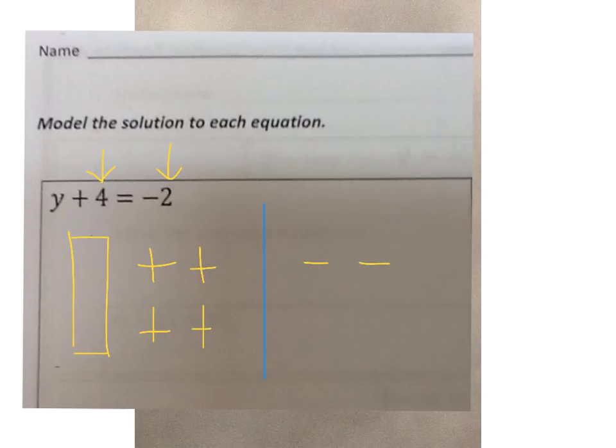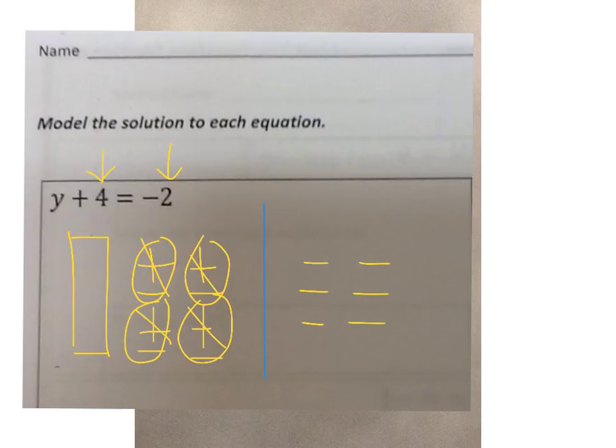So now we have to get the variable by itself, and to do that we have to get rid of the positive 4. The opposite of adding 4 is subtracting 4. So we're going to put 4 minuses here, and if we put 4 on the left side, then we have to put 4 on the right side. 1, 2, 3, 4. On the left hand side, these are 0 pairs, so they cancel out.